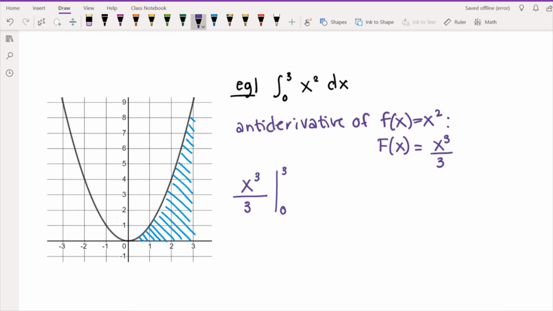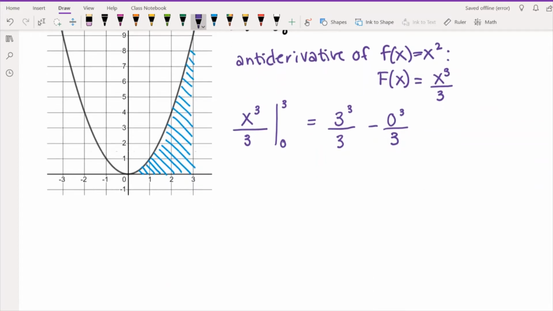So you want to be able to write down the antiderivative and also keep track of what you're actually plugging in. The first thing we're going to do is plug in 3 for x. So we'll have lots of 3's now. We'll have 3 cubed over 3. And then we plug in 0, so we have 0 cubed over 3. And what does this simplify to? Well, 3 cubed is equal to 27.